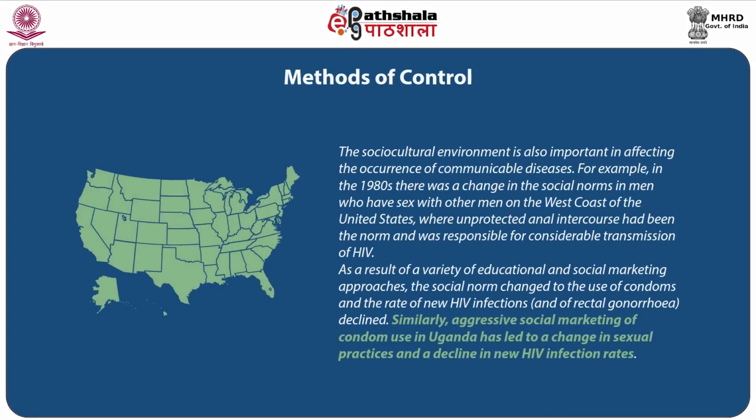The socio-cultural environment is also important in affecting the occurrence of communicable diseases. For example, in the 1980s, there was a change in the social norms in men who have sex with other men on the west coast of the United States, where unprotected anal intercourse had been the norm and was responsible for considerable transmission of HIV. As a result, a variety of educational and social marketing approaches were adopted. The social norm changed to the use of condoms, and the rate of new HIV infections and of rectal gonorrhea declined. Similarly, aggressive social marketing of condom use in Uganda has led to a change in sexual practices and a decline in new HIV infection rates.